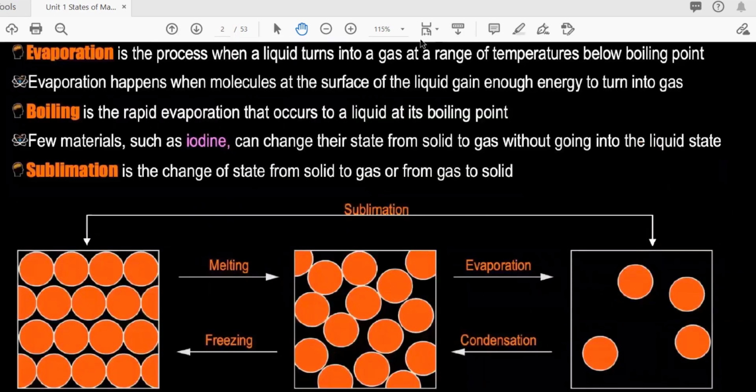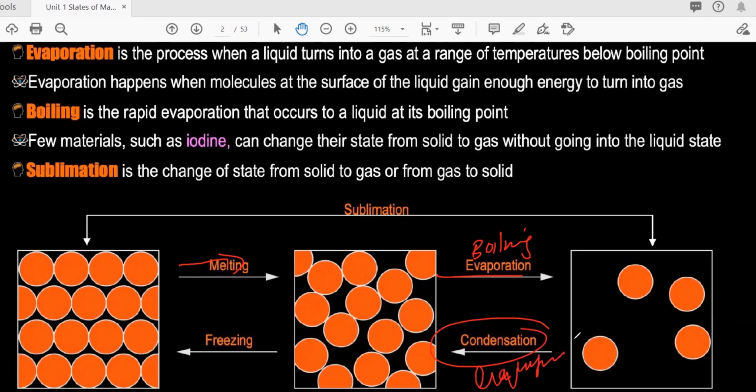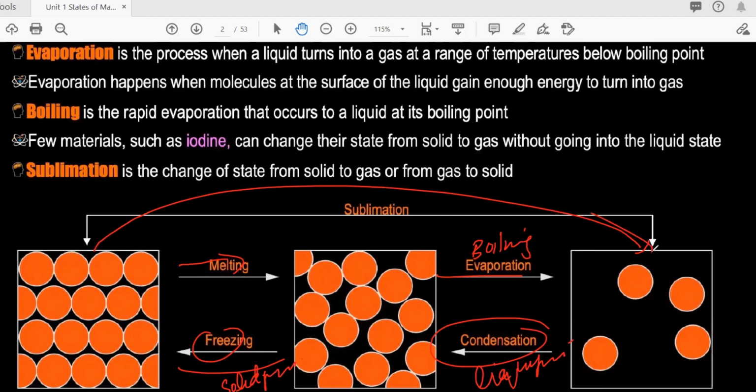Now you can see this one here. From solid to liquid is melting, then evaporation or boiling, then from here condensation or liquefaction, or from here freezing or solidification, and directly here sublimation, from here to here also sublimation.